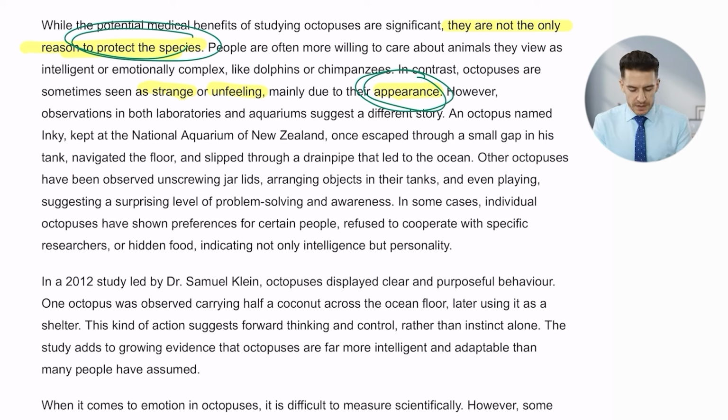Let's keep going. Other octopuses have been observed unscrewing jar lids, arranging objects in their tanks, and even playing. So there we go. It's talking about other octopuses. Some octopuses have been observed. Well, that's talking about have been seen or have been witnessed. And then if you look here, does it say anything about moving anything? Yes, it does, right here. If you arrange something, you move it. So the answer there is going to be this word here, objects, because they are moving objects.